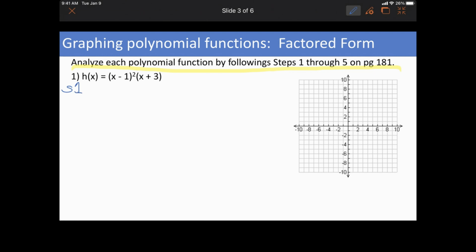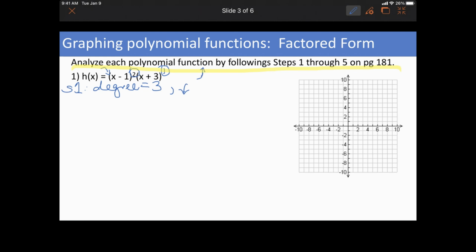Okay, let's find the degree. So we're looking at the exponents. There's a 2 here. There's a 1 there. I'm going to add them together. And so the degree is 3. Okay. And the end behavior, it's positive in here. And it's odd, so it is down, up. Okay.